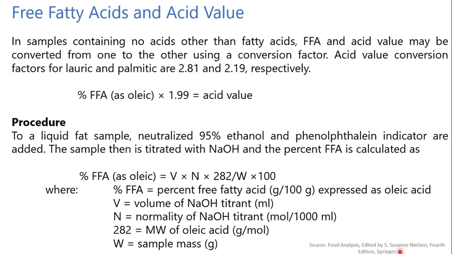So in the samples containing no acids other than fatty acids, free fatty acid and acid value may be converted from one to the other using a conversion factor. The acid value conversion factors for lauric and palmitic acids are 2.81 and 2.19 respectively. The percentage of free fatty acid when oleic acid is there, percentage of FFA multiplied by 1.99, gives the acid value.